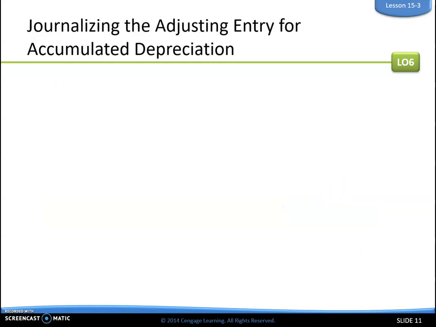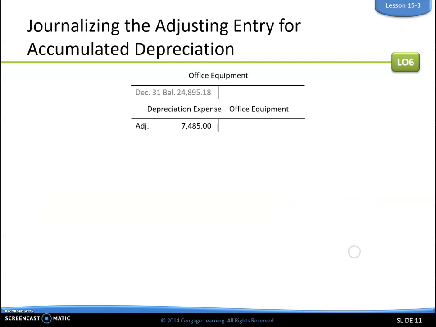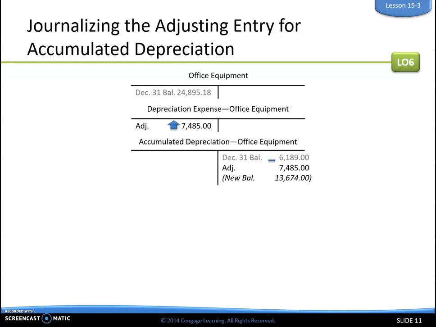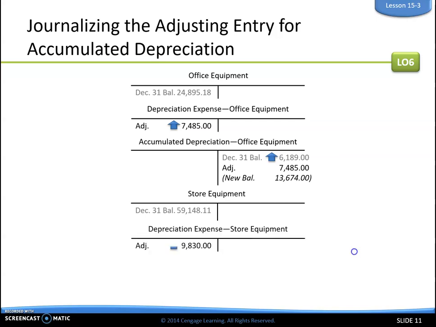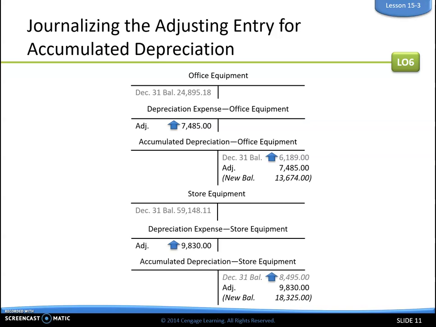Now we're going to look at journalizing that adjusting entry for accumulated depreciation. Here they're showing us our office equipment, our depreciation expense for office equipment, and our accumulated depreciation, and then they're also showing us our store equipment. One thing I want you to pay attention to is look at how nothing is happening to the office equipment and store equipment accounts. Even though those assets are depreciating in value, we are not lowering the value of our office equipment or our store equipment yet. We will be doing that later on, but not right now.